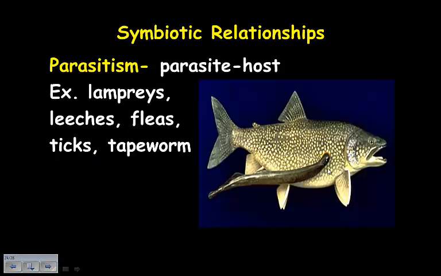And another good example here, this is called a cleaning wrasse, and it's a fish that comes along and actually this is not a cleaning wrasse. This is a parasite that attaches to the fish and it's going to damage the fish. It's going to kill the fish. This is going to survive, and this is going to kill the fish.